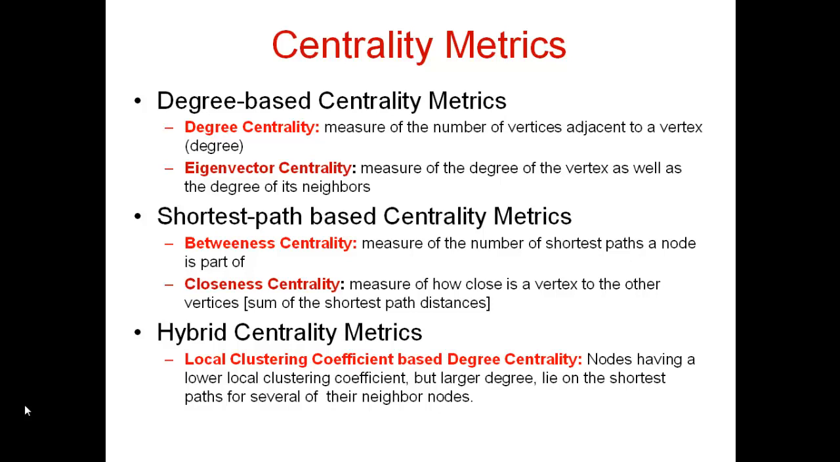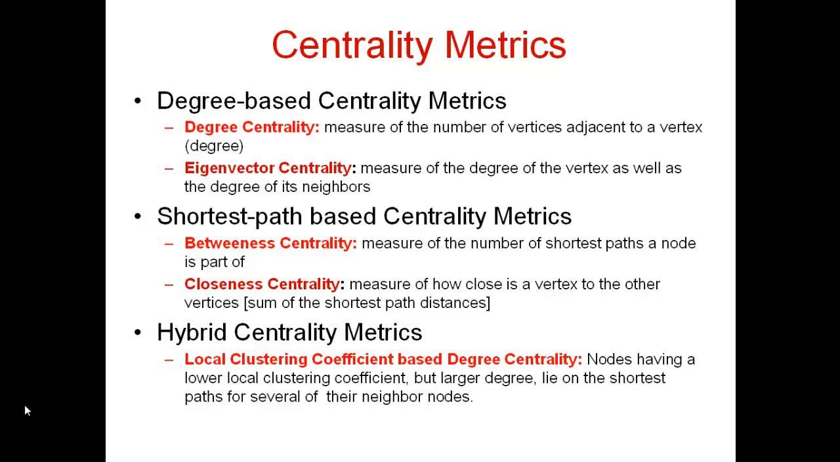Now the closeness centrality is a measure of how close a vertex is to the rest of the vertices. So we are going to find the shortest paths from the vertex to every other vertex and find the sum of the shortest path distances, and we'll do that for each vertex, and whichever vertex gets the largest sum of the shortest path distances is considered to be relatively closer to the other vertices.